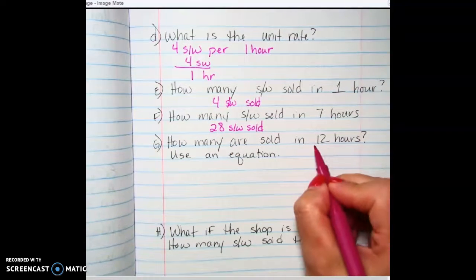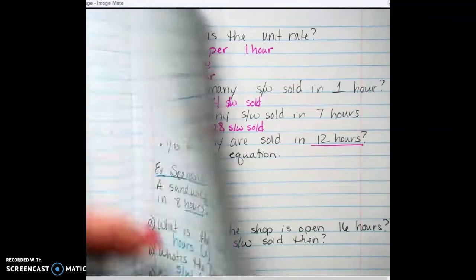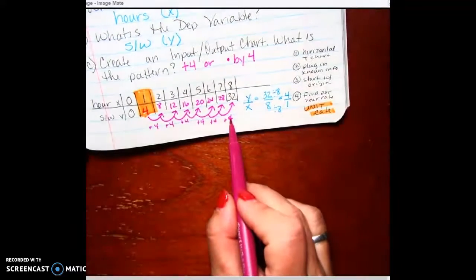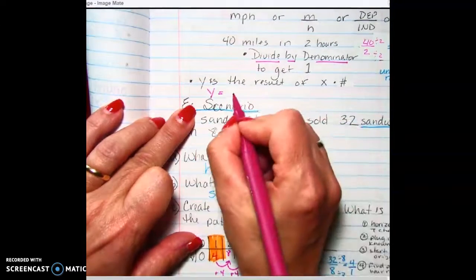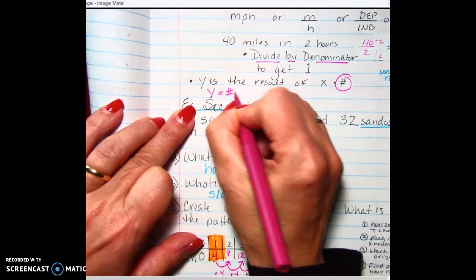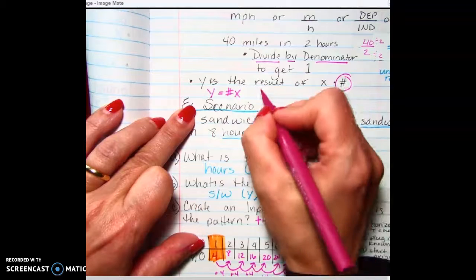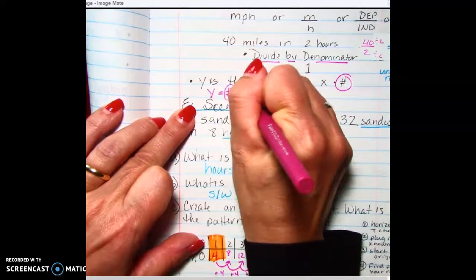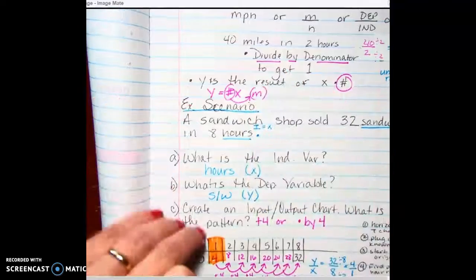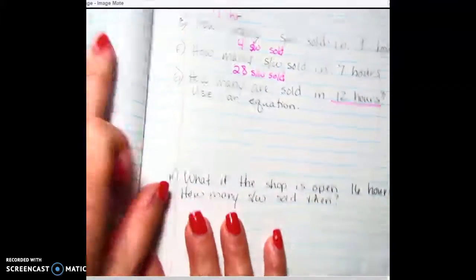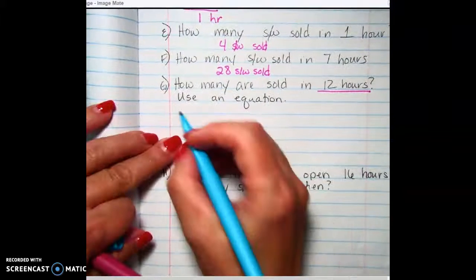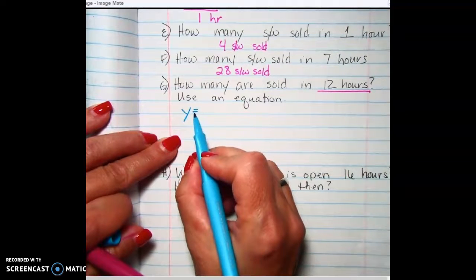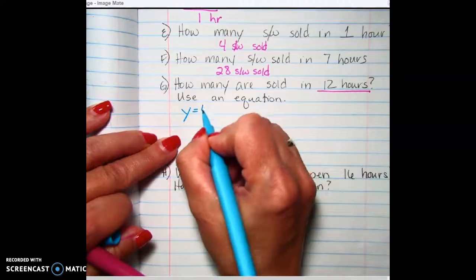Okay. How many are sold in 12 hours? Well, I could continue on this chart. I could in my brain just keep adding 4 until I get to 12 hours. Or I could have y is the result of that number times x. What number did we repeatedly add? Well, we call this number m. I know it's weird, but that's okay. So let's go back here and we'll do it with that number 4. So y is the result of 4 times x.